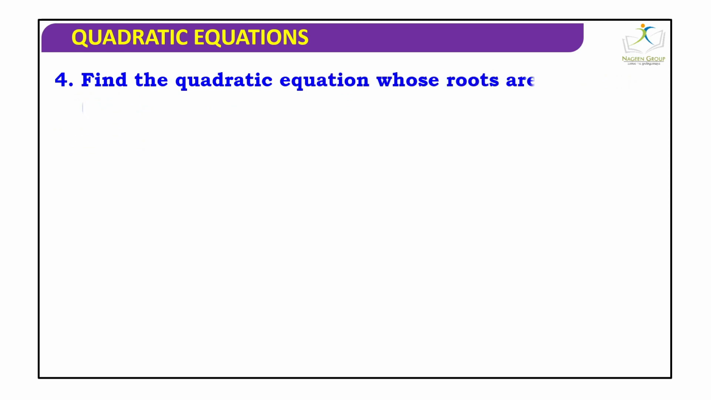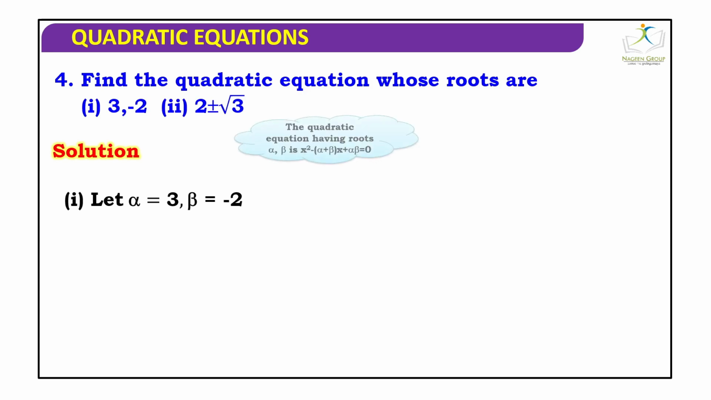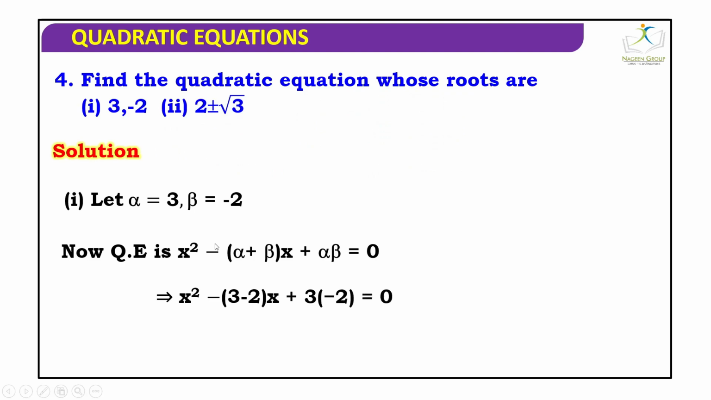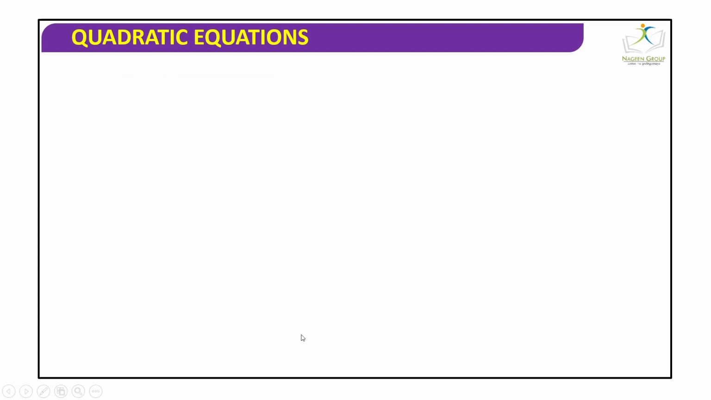Now question number 4. Find the quadratic equation whose roots are given. So if we know the roots, we first find the sum of roots and product of roots. The equation will be x square minus alpha plus beta into x plus alpha beta. Let's find the sum. It is 3 minus 2, and the product is 3 into minus 2. From here it is x square minus x equal to 0.